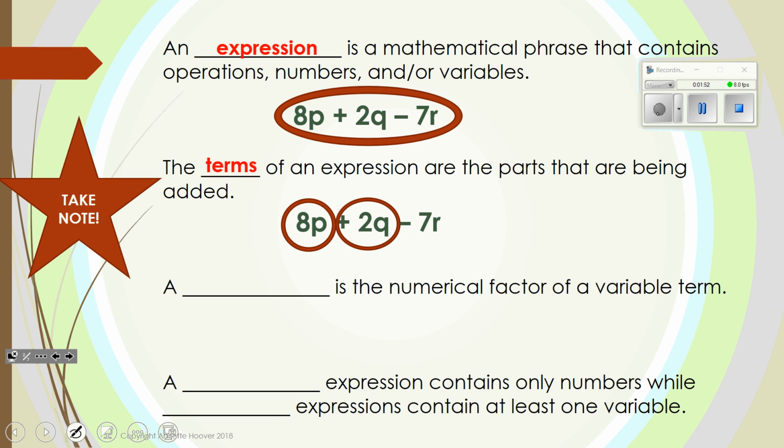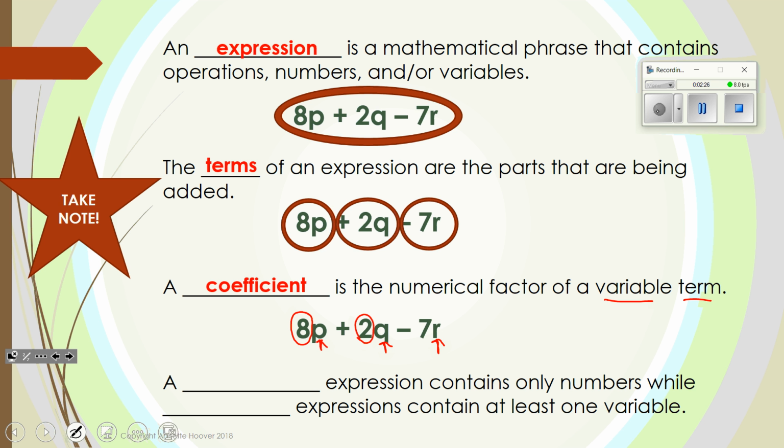1, 2, 3. Next one, a coefficient is the numerical factor of a variable term. So first of all, the term has to have a variable. That's what it means by variable term. So if you look at this same algebraic expression, we have three terms and they all have variables. We have the variables p, q, and r. So the coefficient is the number in front of that. So in this expression we have three coefficients. We have 8, 2, and a -7.